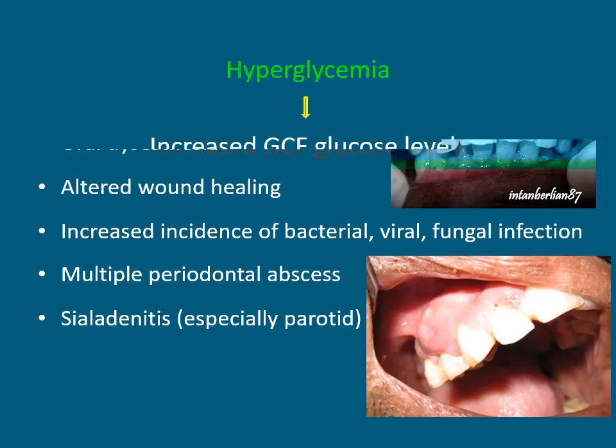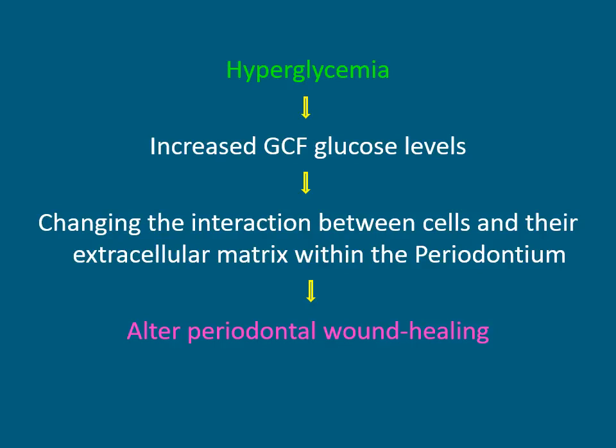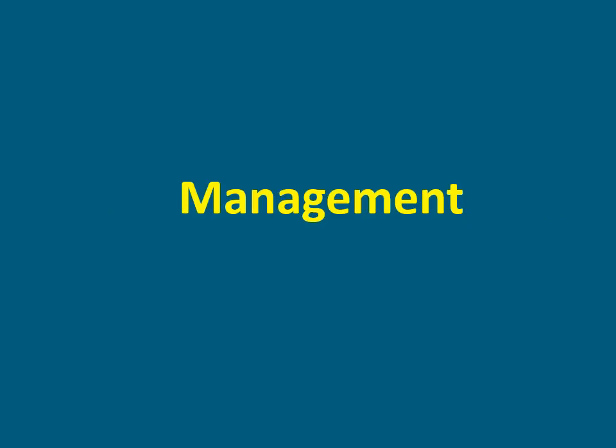Next, hyperglycemia. In hyperglycemia patients, glucose in gingival crevicular fluid and blood glucose levels are increased. Next, there is a change in the interaction between cells and the extracellular matrix within the periodontium. Altered periodontal wound healing is seen in hyperglycemia patients. Next, management.